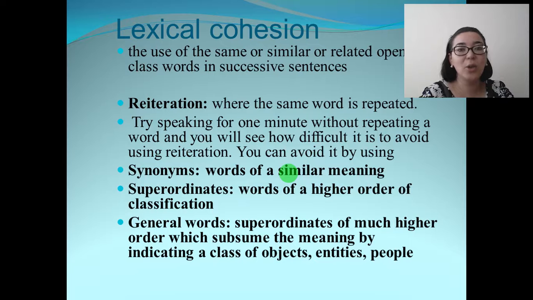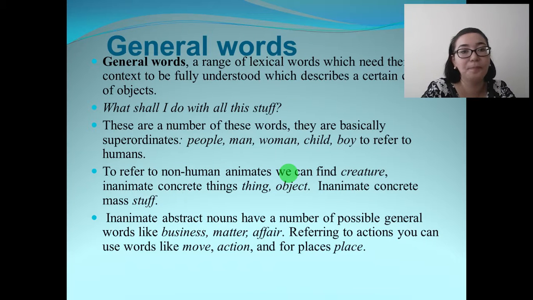So, lexical cohesion: the use of the same or similar or related open class words in successive sentences. Reiteration, where the same word is repeated. Try speaking for one minute without repeating a word and you will see how difficult it is to avoid using reiteration. You can avoid it by using synonyms, words of a similar meaning, and superordinates, words of a higher order of classification, and general words, superordinates of much higher order, which subsume the meaning by indicating a class of objects, entities, and people.